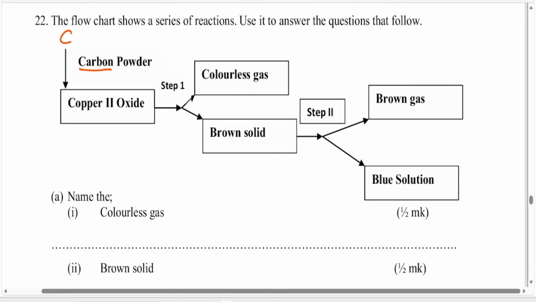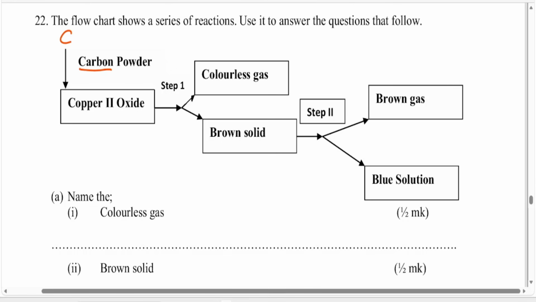So we need to take note that the question comes from the topic carbon and its compounds. In this case, carbon is reacted with copper(II) oxide, and we are looking at the reactivity series, whereby we know copper is below carbon in the reactivity series, meaning carbon is more reactive than copper. So carbon can displace the oxide of copper to form copper solid, and through that we produce carbon dioxide gas.